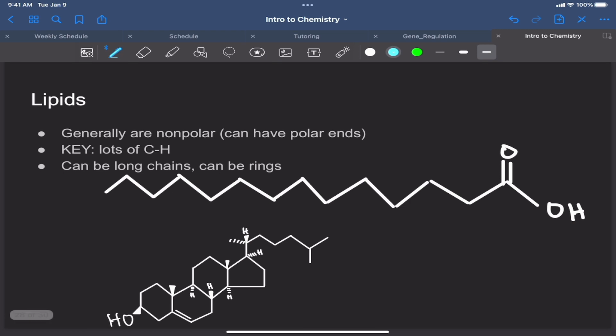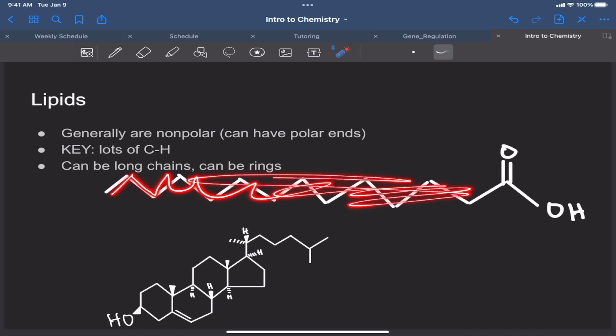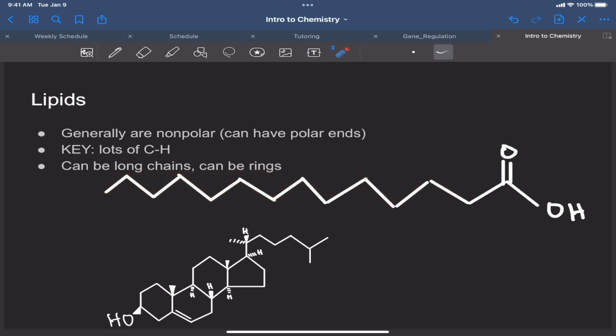Finally, we have lipids, okay? Lipids are generally nonpolar. However, they can have polar ends. Actually, in this molecule here, it does have a polar end, right? It has a carboxylic acid. But all of this over here, that's all nonpolar. And this is kind of an organic chemistry thing, but once you have 4 carbons in a chain, the molecule overall has nonpolar tendencies. However, it will have some polar because of this guy. We don't need to get into that.